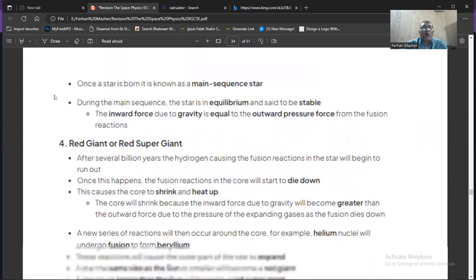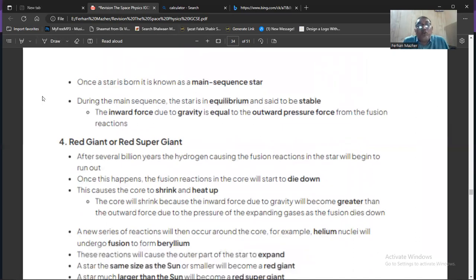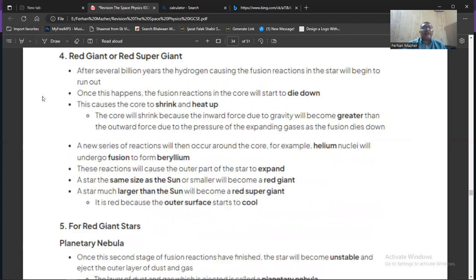So once a star is born, it is known as a main sequence star. During the main sequence, the star is in equilibrium and is said to be stable. The inward force due to gravity is equal to the outward pressure force from the fusion reaction. Red giant or red supergiant: after several billion years, the hydrogen causing the fusion reaction in the star will begin to run out. Once this happens, the fusion reactions in the core will start to die down. This causes the core to shrink and heat up.